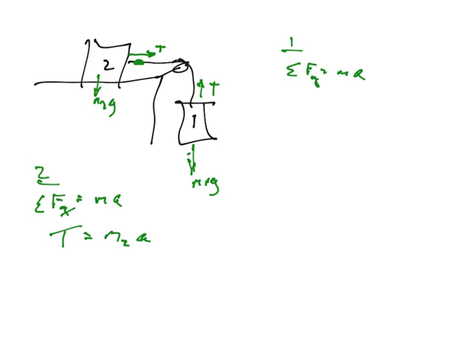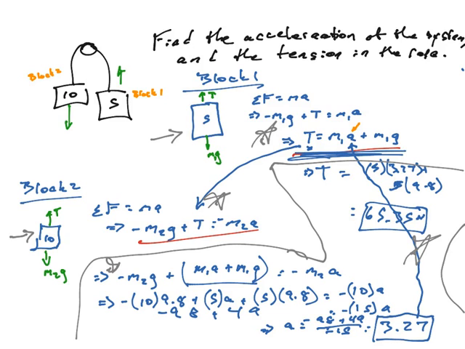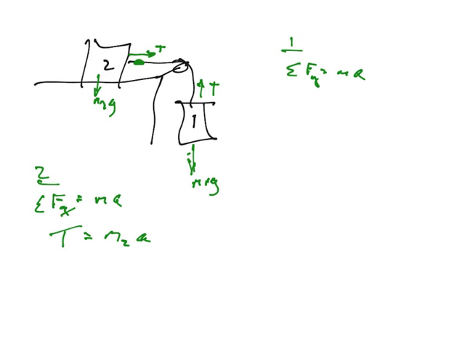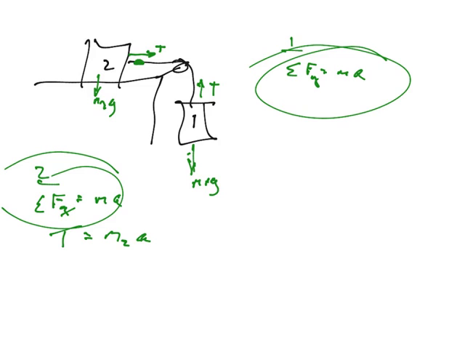We don't have to worry about his weight. We don't worry about M2 times G, because M2 times G is a Y force. But the motion of block 2 is an X motion. So since his motion is in the X direction, I only want X forces. That'll be the difference between this problem and this problem. Here, everything was up and down, so all the forces were Y forces. Over here, one of the blocks is up and down, so he's a Y thing, but the other block is left and right, so he's an X thing.